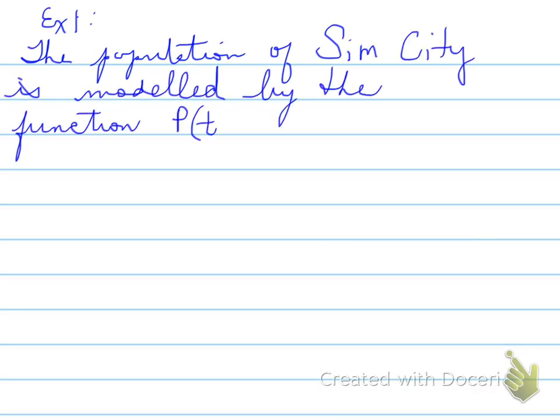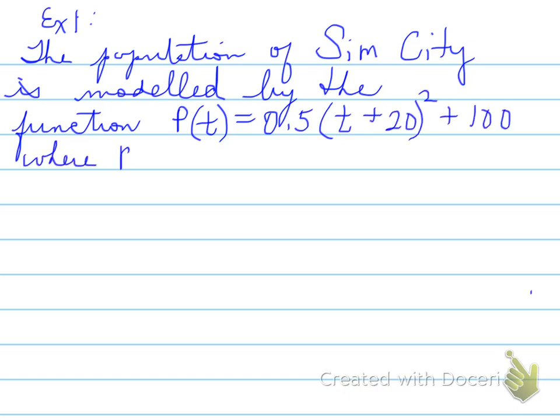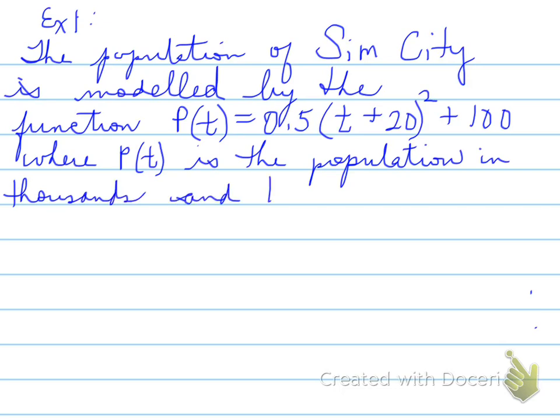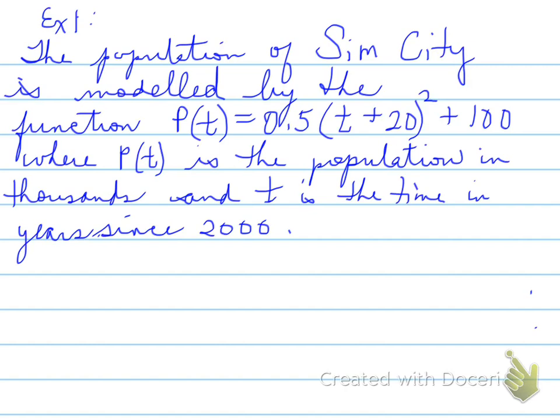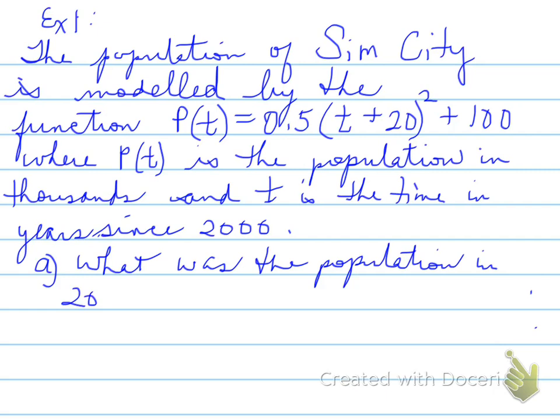The population of SimCity is modeled by the function P(t) = 0.5(t + 20)² + 100, where P(t) is the population in thousands and t is the time in years since 2000. So again, P(t) is the population in thousands. We're asked now, what was the population in 2000?